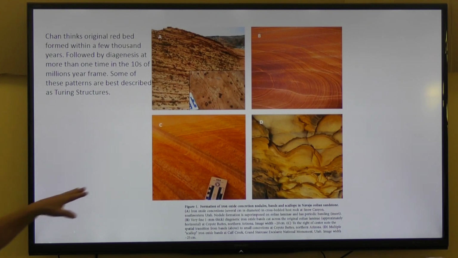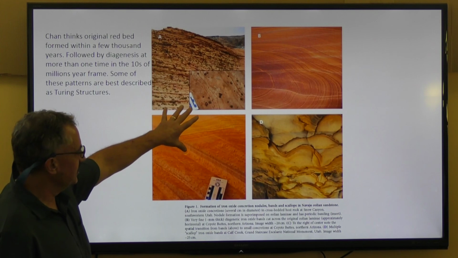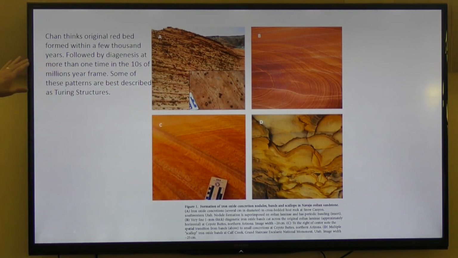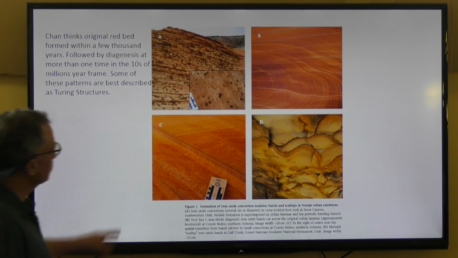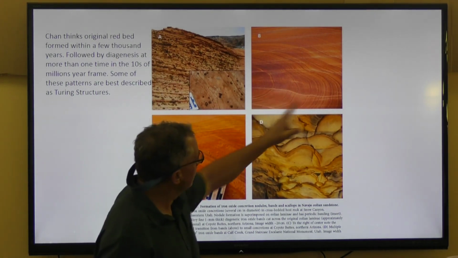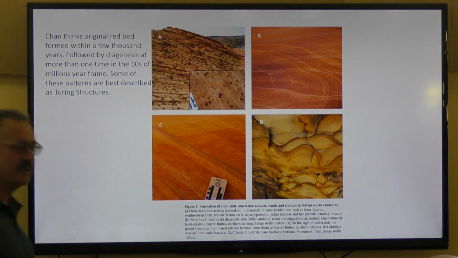Okay, these are the details of some red beds in Utah. Marjorie Chan looks at that. She's been looking at it for 20 years. She gets a lot of funding from NASA because she's trying to develop programs for analyzing Mars. And so she wants to understand why these patterns exist in the red bed, which I'm not going to get into except to just state the result.